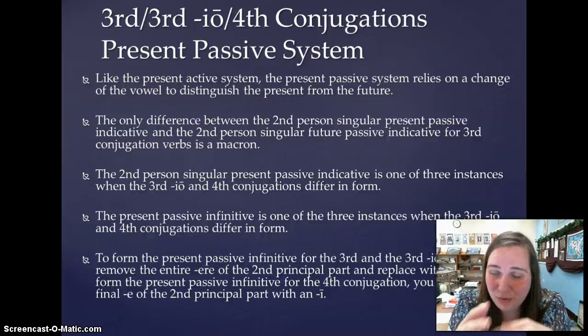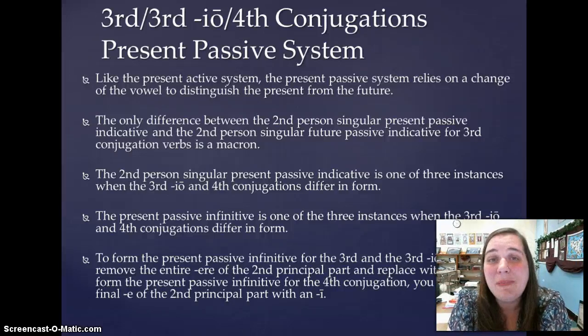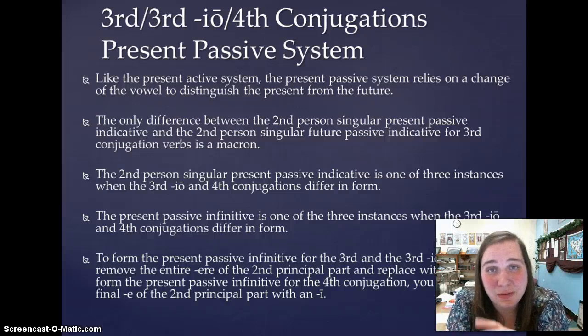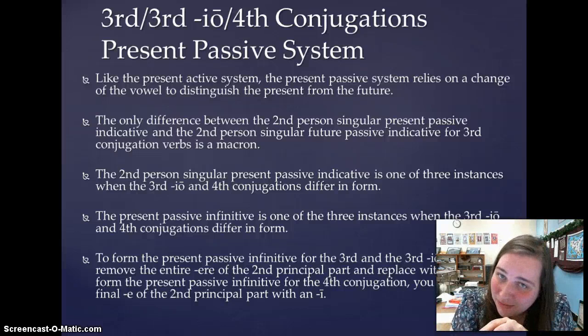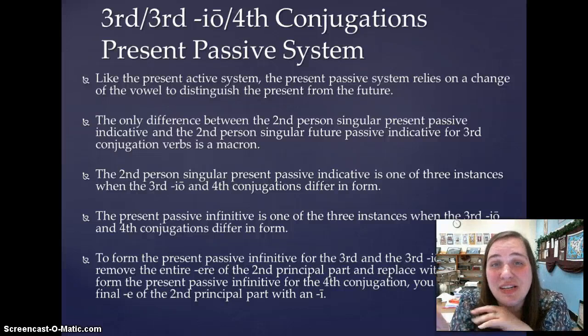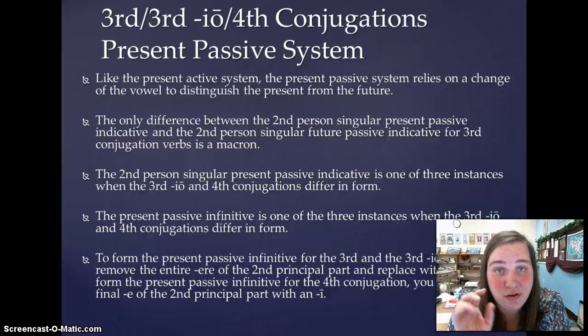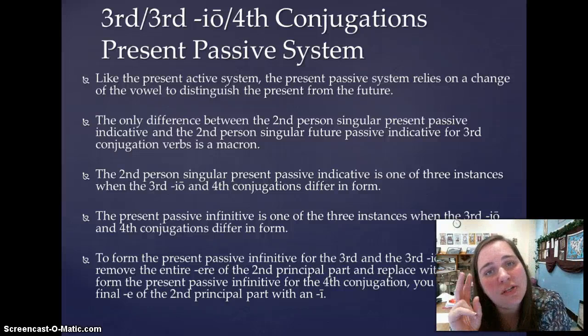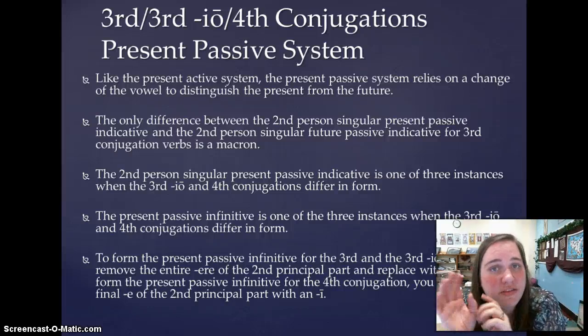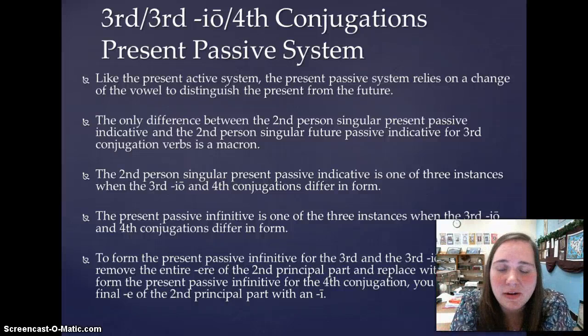Now this is an important thing, and I'll emphasize this as we go through, but the only difference between the second person singular present passive indicative and the second person singular future passive indicative for the third conjugation is a macron. So that's going to be a very important macron that you guys must identify and you must have in all your charts. When it comes to passives, we come to two ways in which the third IO and the fourth are going to be a little bit different from each other. The first one is in the second person singular present passive indicative, and the other one is the present passive infinitive, as I'll show you.